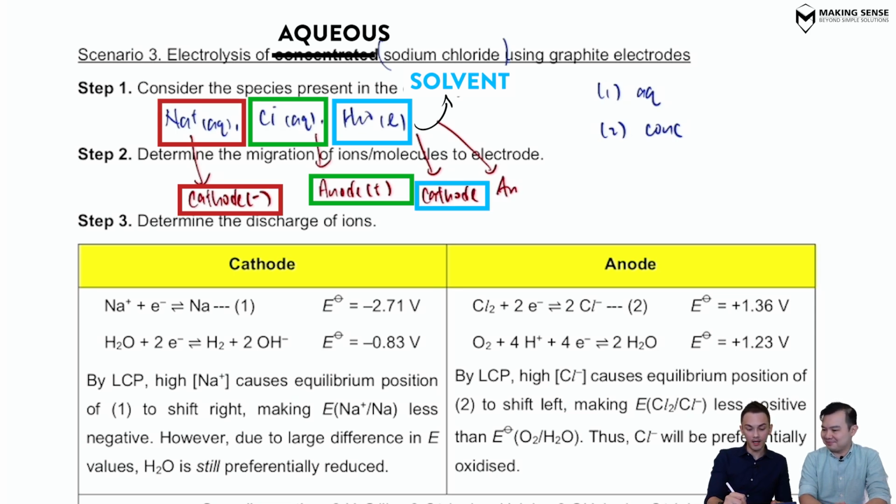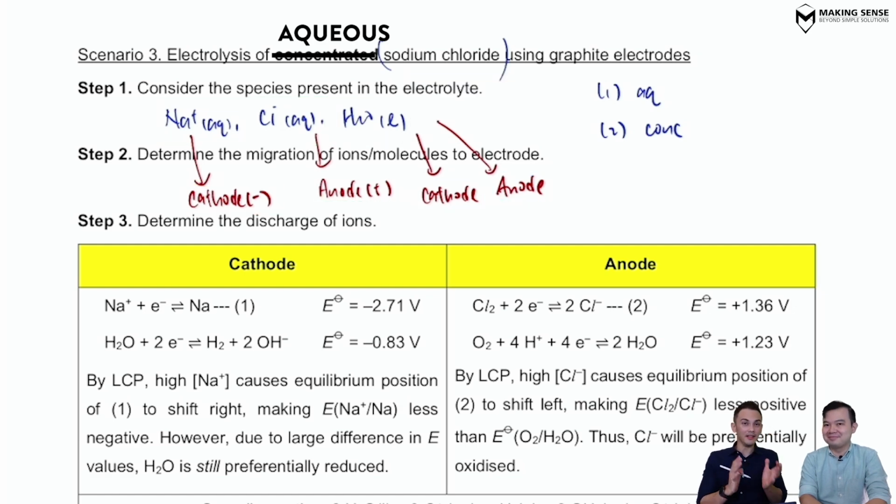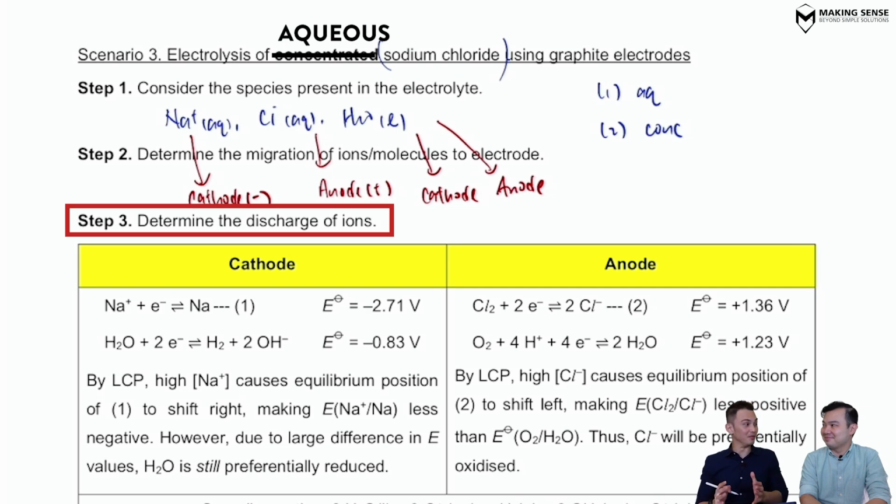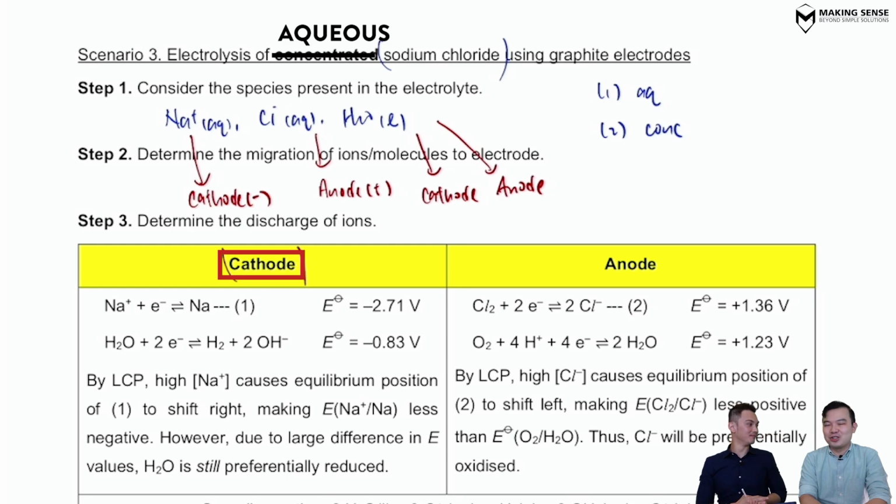Okay. Now, after we have done this, you know that different species will move towards different terminals. The next thing we're going to do is we're going to focus on individual terminals. Right? So at the cathode, can you tell us what's going to happen? So at the cathode, there are going to be two species, right?